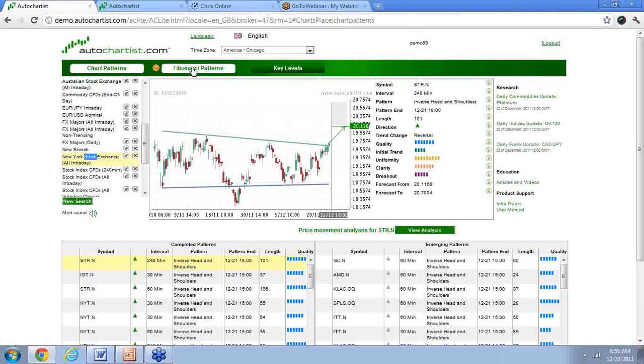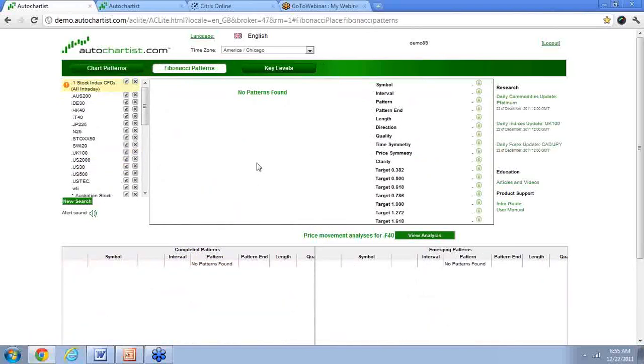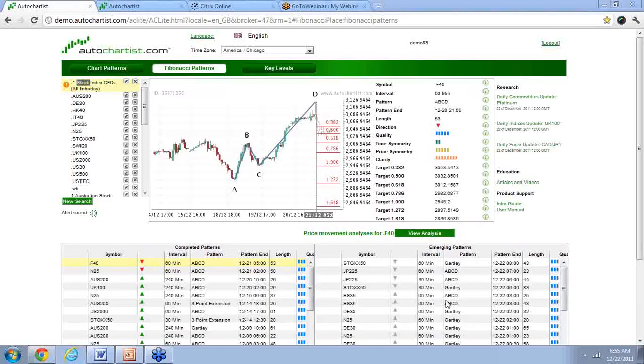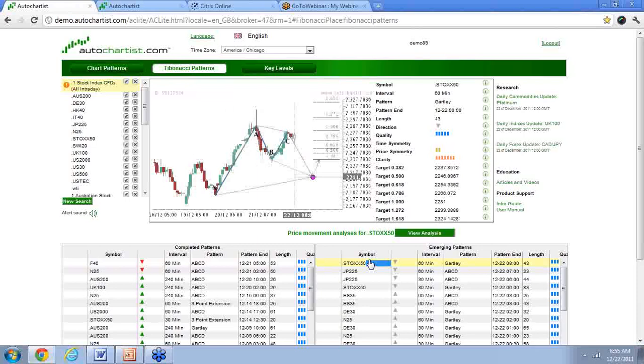That's key. I'll go look at the Fibonacci. So it doesn't look like, there we go. So it tells me that there's a new pattern to be found here, okay, and it looks like 8 a.m. Central Time, my time, there was a Stocks 50 pattern emerging. So what this is telling me, this is a complex Gartley pattern. When you're working with Fibonacci's on the emerging, it gives you an idea of where it's going to go in terms of price and time.